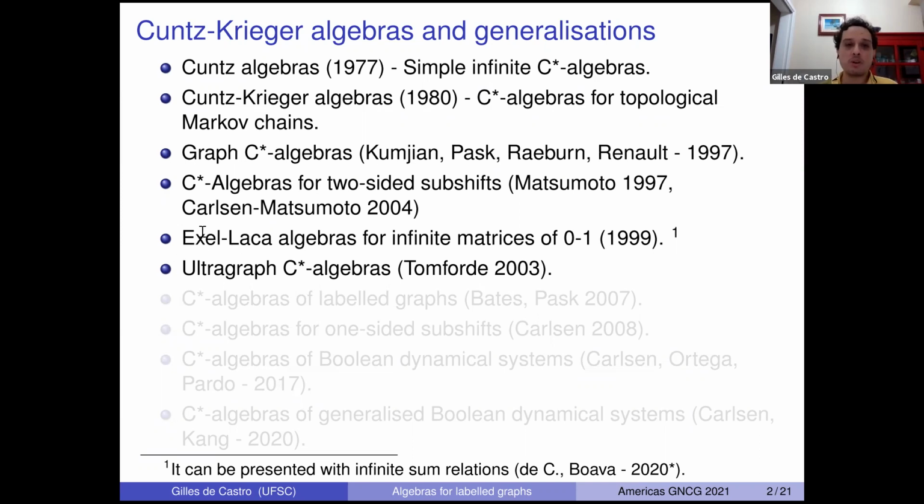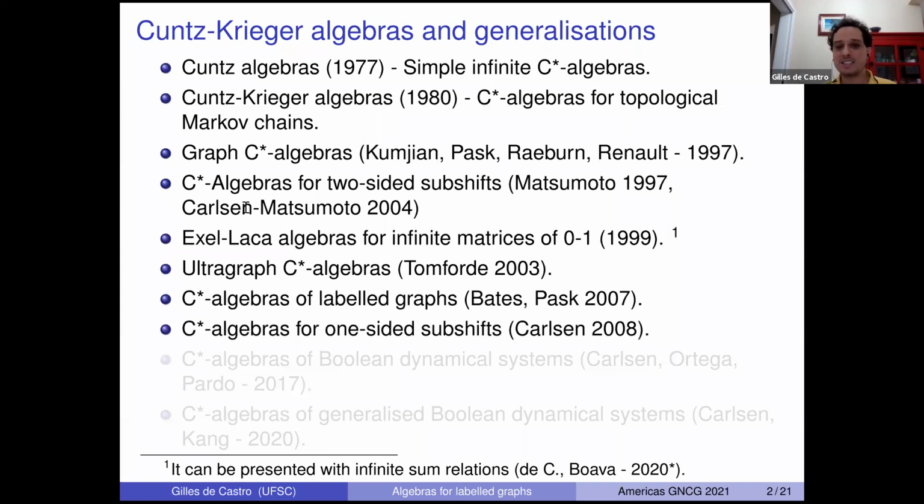But as far as isomorphisms go, graph and Exel-Laca algebras have a lot of things in common, but they are not the same. There are examples from one and not the other. And the ultragraph includes all the others too, but it's a little more general. And then in 2007, Katsura and Pask defined this system algebra for labeled graphs, and this actually includes all the previous algebras as an example. So in a sense, they were putting together the ultragraph system algebra and the Matsumoto algebras in just one setting.